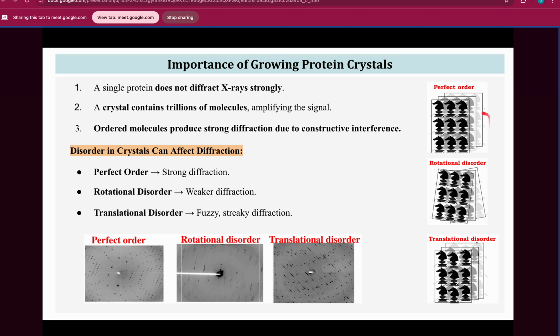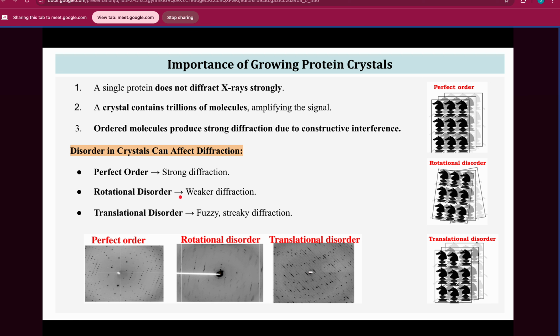If they are in perfect order, then we will obtain a strong diffraction pattern. Here you can see that these single dots represent the atomic positions, and it represents the diffraction pattern. In this case, we obtain strong diffraction. We are able to see clear dots.